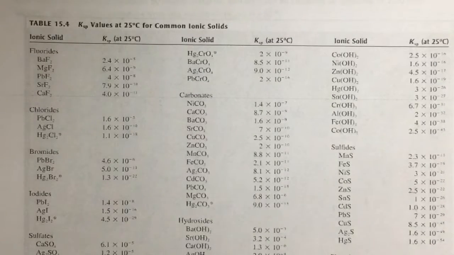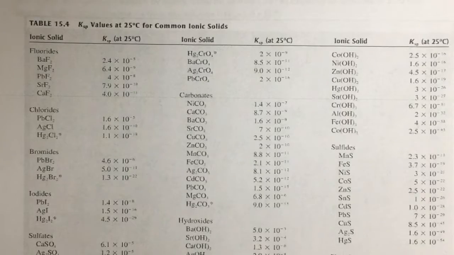Table 15.4 gives a lot of KSP values for us. Remember, a big KSP means a lot of my precipitate will dissolve, so we would say it was partially soluble, versus a very, very small KSP, so like 10 to the negative 30, 10 to the negative 40, means almost none of my solid dissolves. I would call it insoluble.